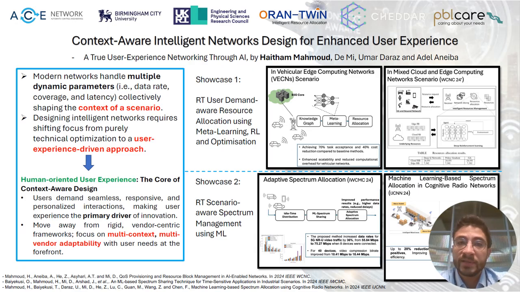Starting our poster, as you're all aware, with a modern network, there are multiple dynamic parameters such as data rate, coverage, latency. Those parameters come into play, and all of them have to be considered to make sure we are making the right decision. So that's why we are highlighting the need of understanding the context of the scenario we have. As well, when it comes to designing the intelligent system, we need to shift from a mindset of pure technical optimization to a user experience driven approach, where we need to make sure we satisfy the user experience with what we are doing.